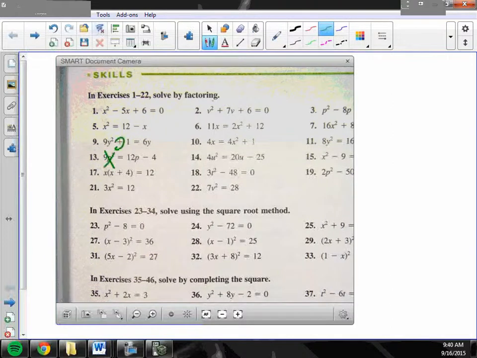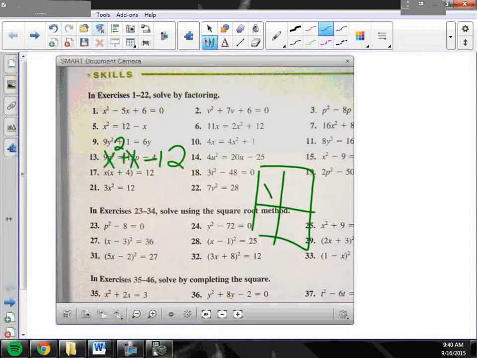So x squared minus x, plus x minus 12. Okay? So I'll draw the box. X squared and negative 12. Multiply those two together. Negative 12x squared. Are there factors of negative 12x squared that add to be 1? 4 and negative 3. So 4x, negative 3x. So the top row shares an x.